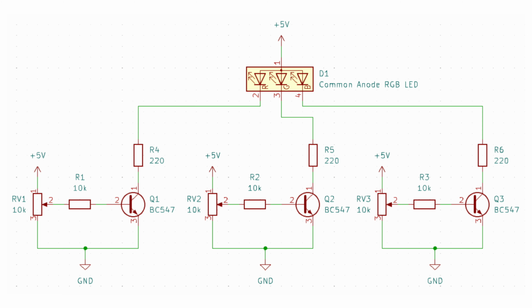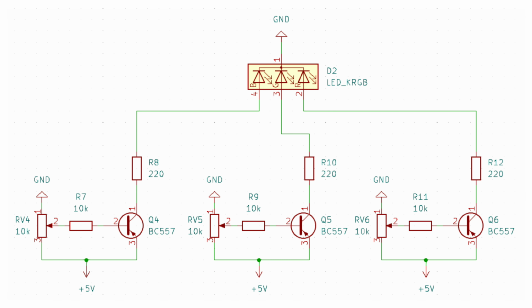When a variable resistor is adjusted, it changes the base voltage of its corresponding transistor, thereby controlling its conduction. A higher base voltage turns the transistor on, allowing current to flow through the respective LED, making it glow. By adjusting RB1, RB2, RB3, the intensity of each color can be controlled, allowing different RGB color combinations.